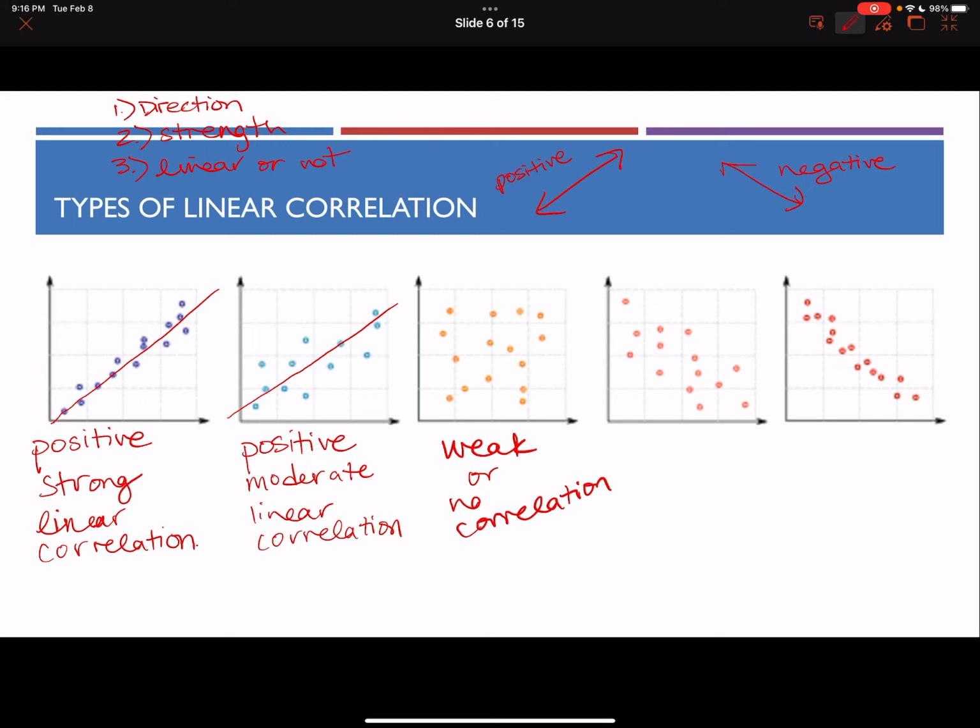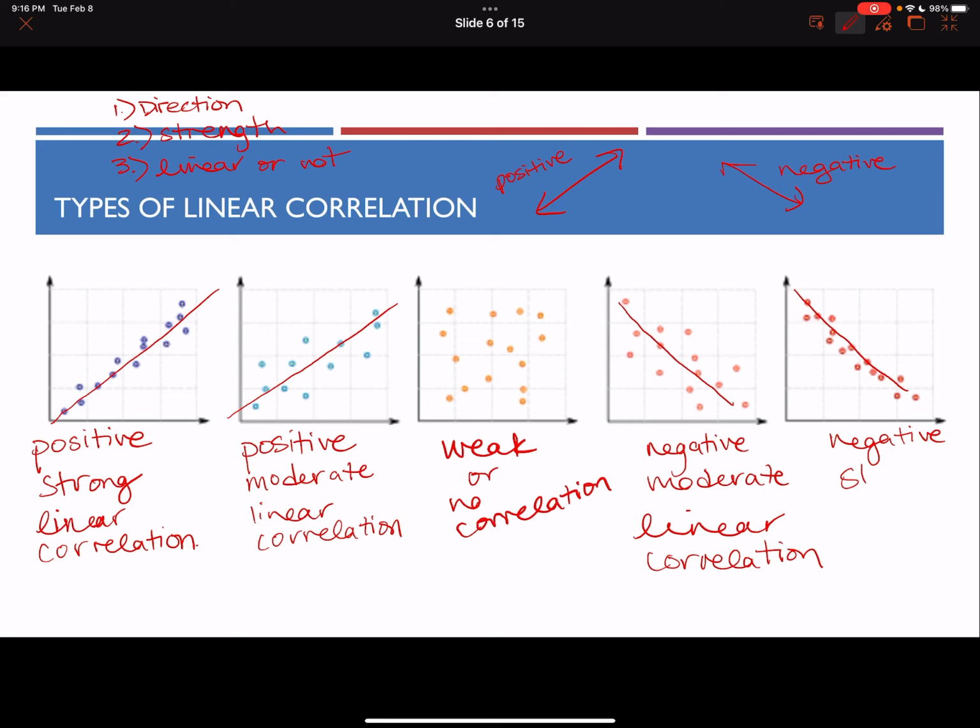And then this fourth one, if I draw the line through the middle, you can probably guess, the line has a negative slope. So it's negative, moderate, linear, because the pattern is like a straight line. And then the last one here, if I draw the line, again, it's negative, but this time it's strong. The points are close to the line. Linear correlation.